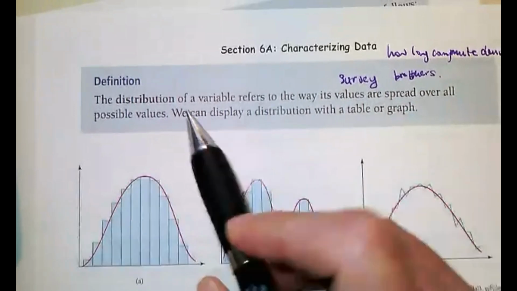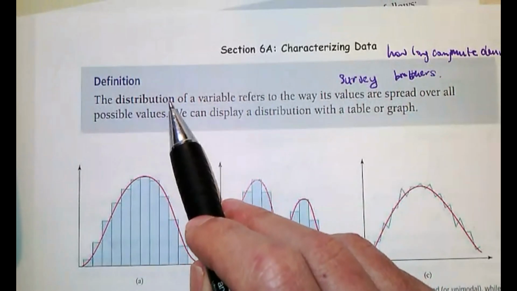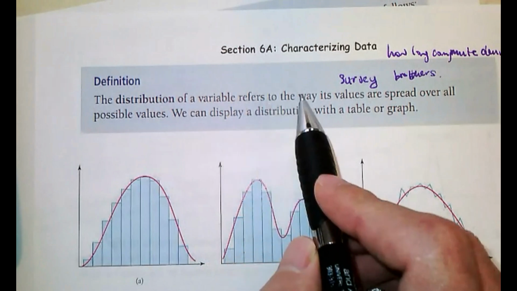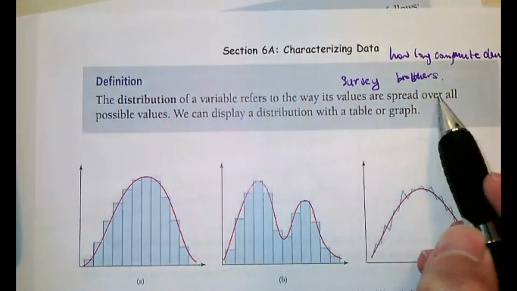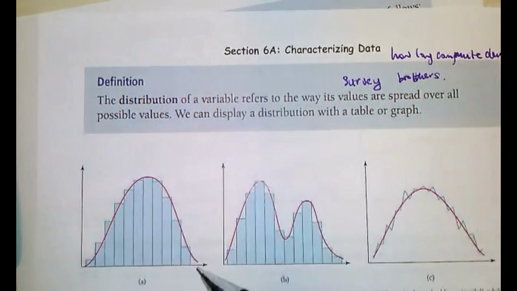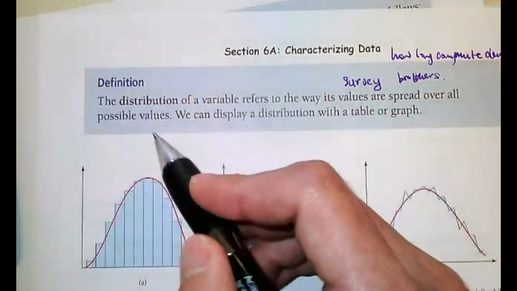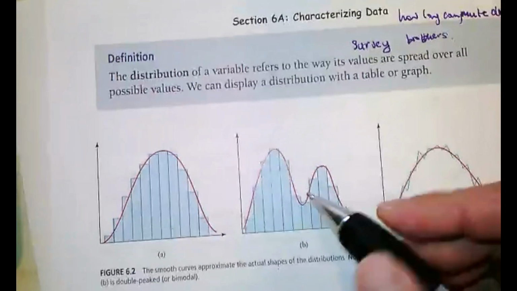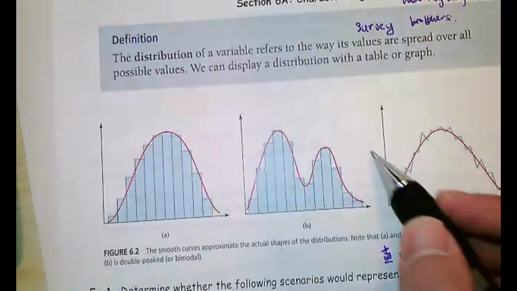The first idea we're going to encounter is the distribution. The distribution of a variable refers to the way that its values are spread over all possible values. This is something that's very abstract. So how should we understand it? Look at the graph here.